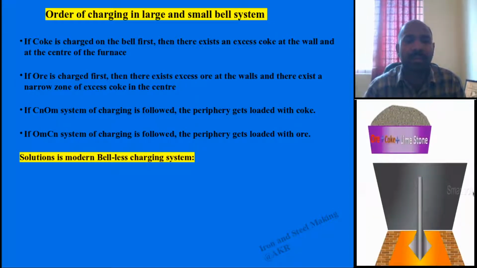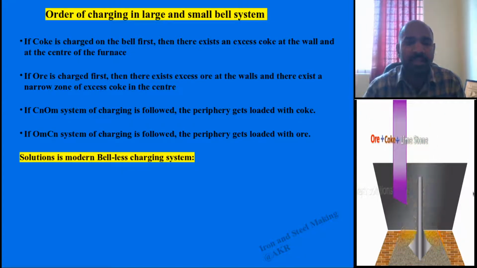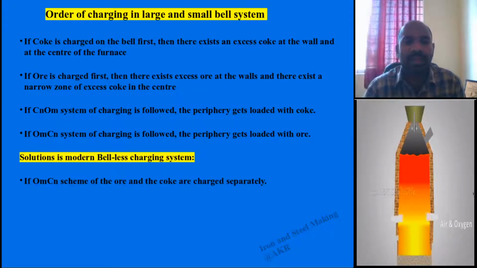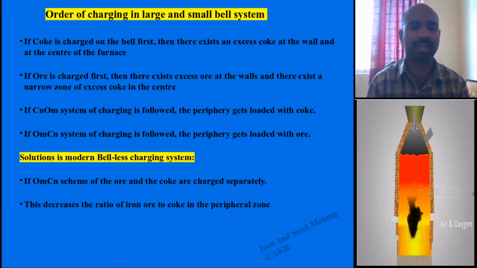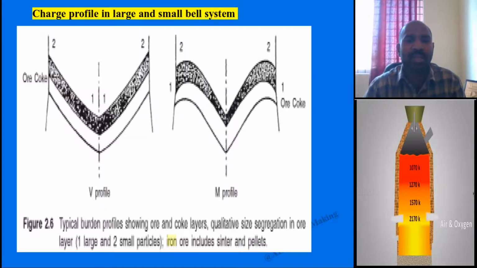For this conventional and old large and small bell charging system, the solution is the modern bell-less charging system. Use this ore and coke scheme, charging them separately, so that the ratio of mixing and excess periphery charge material will be reduced. There will be a decrease in the ratio.